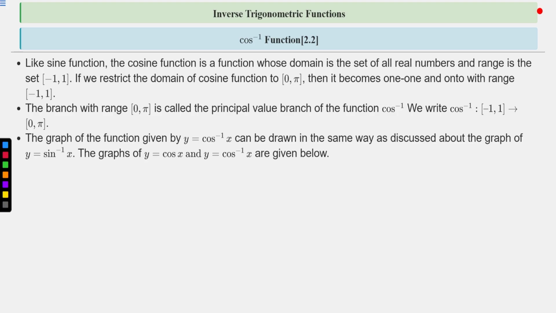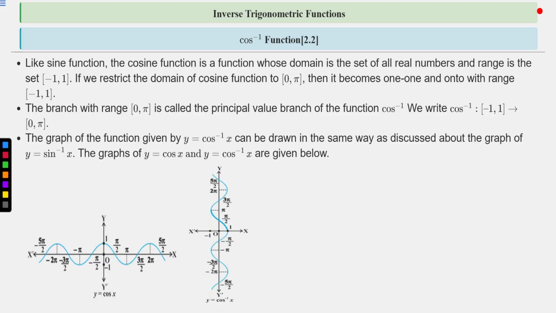So the graph of the function given by y is equal to cos inverse x can be drawn in the same way as discussed for the graph of y is equal to sin inverse x. The graphs of y is equal to cos x and y is equal to cos inverse x are given below like this. This is the graph of cos x and this is the graph of cos inverse x. We have just interchanged the axes, right?